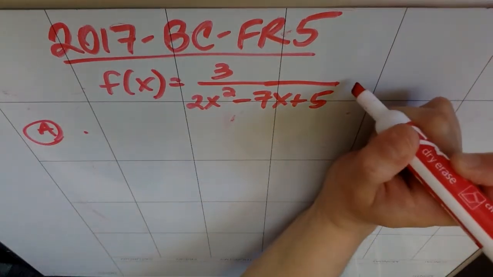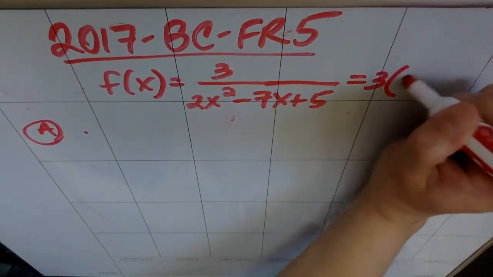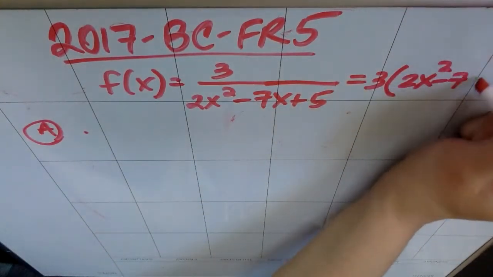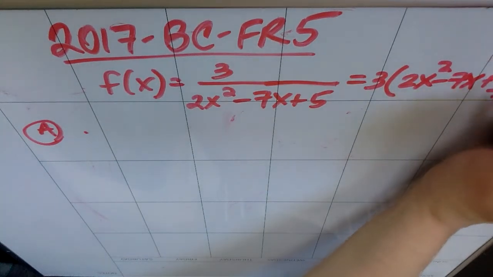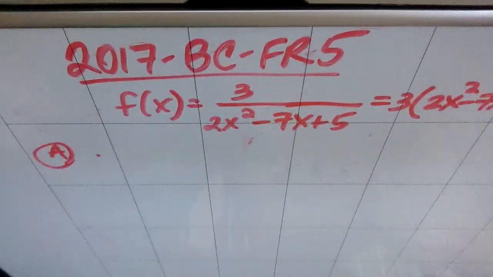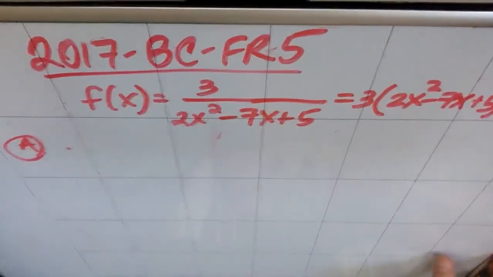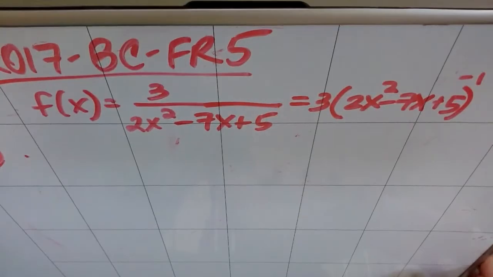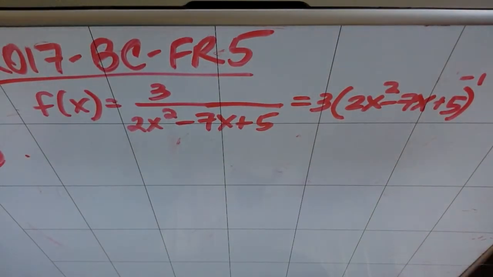Now, you don't have to do this, but I would probably treat it as this whole quantity to the negative first and do a chain rule. You can do it as a quotient rule. There's nothing wrong with it. It's fine. If you chose to do a quotient rule, your numerator is 3, so d low is going to be a 0 anyway. I'm just going to do it as a chain rule.